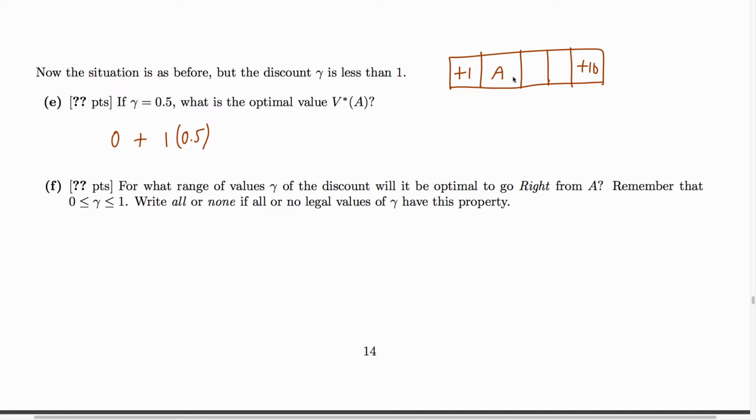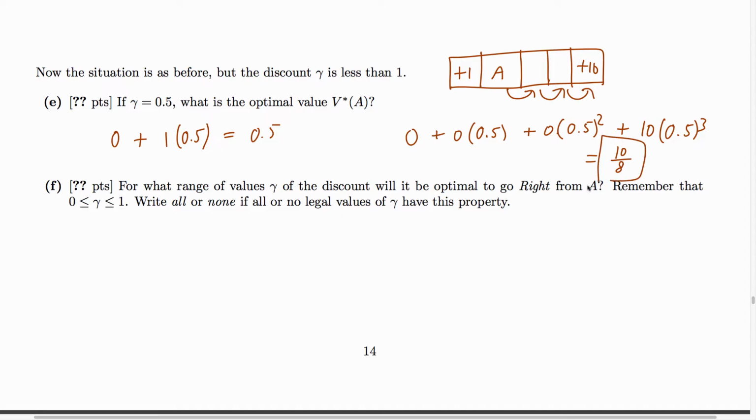The alternative is I can come right and try to get the 10. So if I do that, I'm going to move once, and that's going to give me a reward of 0. I'm going to move one more time. That's going to give me a reward of 0 discounted once. I'm going to move one more time. That's going to give me a 0 discounted twice. And then once I'm here, I'm going to exit. So it's going to give me a reward of 10. That's going to be discounted 3 times. So this one evaluates to 0.5. And then this one evaluates to 10 over 8, which is clearly greater than 1, so it's greater than 0.5 as well. So that means that the optimal value is going to be 10 over 8.